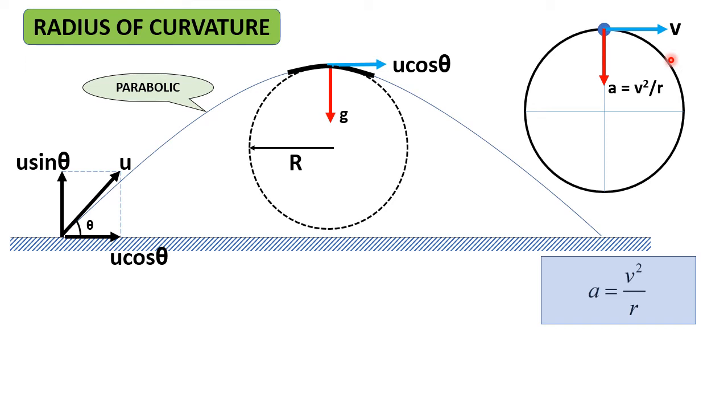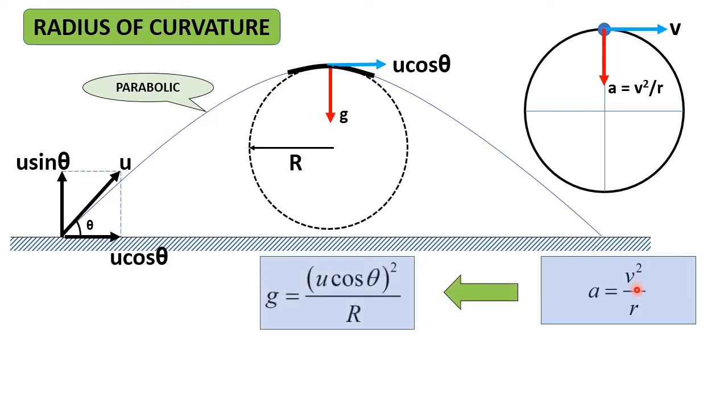Now, in this circle, we know that acceleration a can be written as v square by r. The same concept can be applied to this circle, which is representing the radius of curvature of the parabola at the highest point. So in place of acceleration a, we are putting g. Why? Because acceleration a is toward the center of the circle, and here g is toward the center of the circle. So by analogy, we can say a can be written as g.